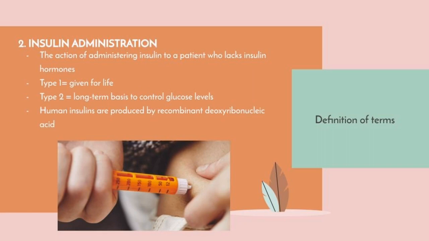Number 2 is insulin administration. It is the action of administering insulin to a patient who lacks insulin hormones. For type 1 diabetes, it is given for life. For type 2 diabetes, it is given on a long-term basis to control glucose levels. Human insulins are produced by recombinant deoxyribonucleic acid.